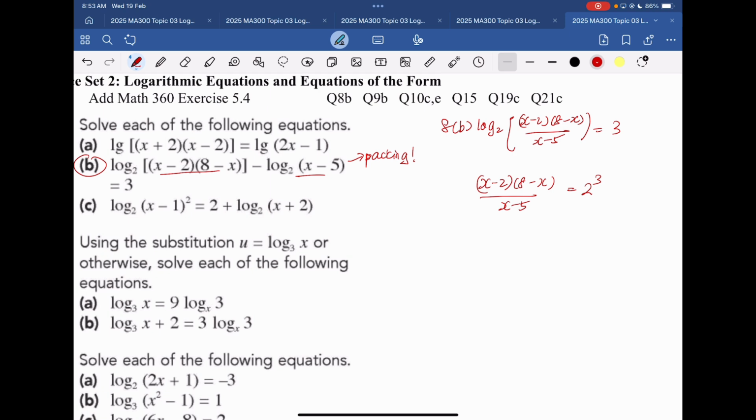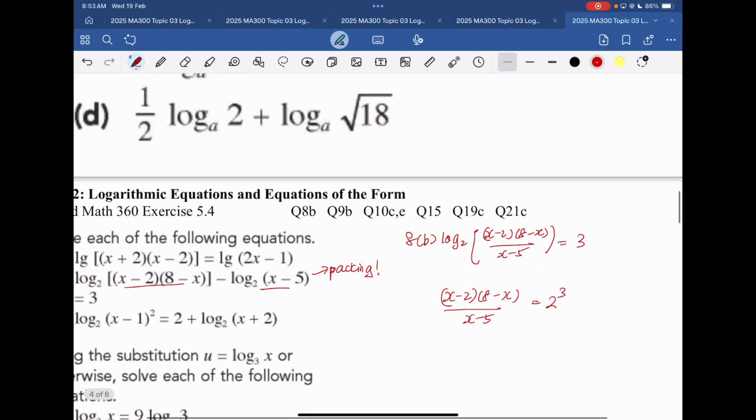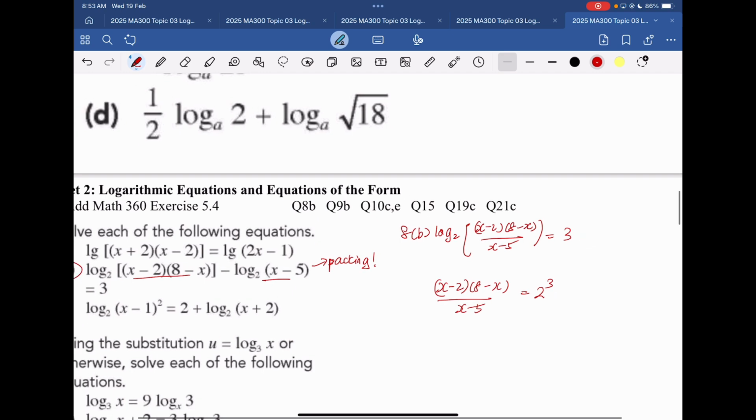Those of you on practice set 2, this is what I call packing. You pack until a single log, so it's easy for you to clear up the 2 power. From here you should be able to solve. It should be quite straightforward. If you got homework to give, don't worry, just wait for the last 1 to 2 minutes.